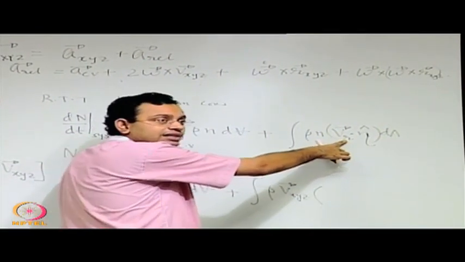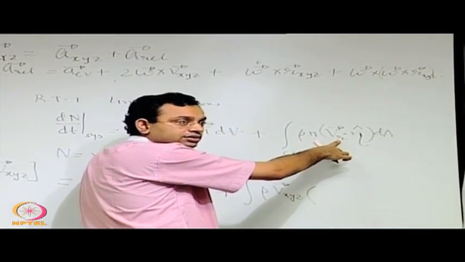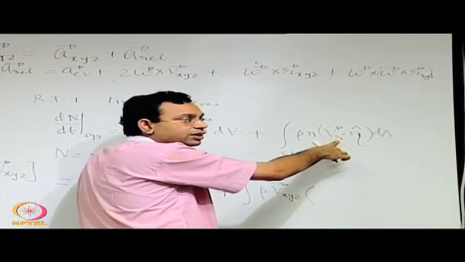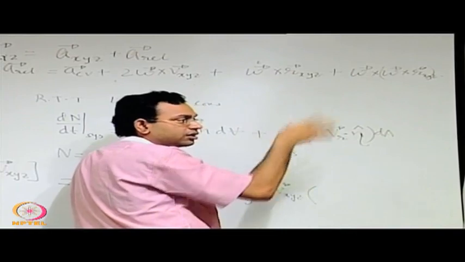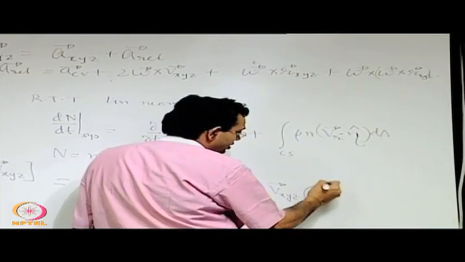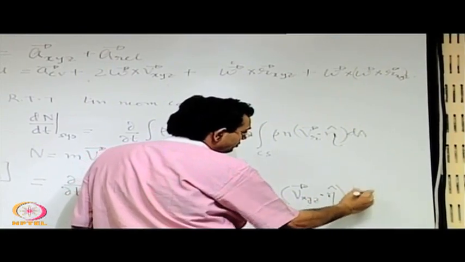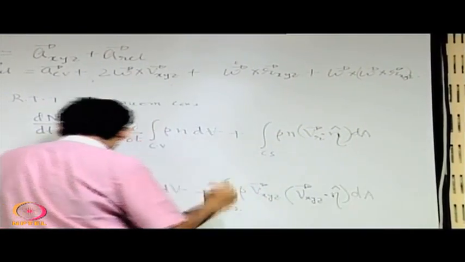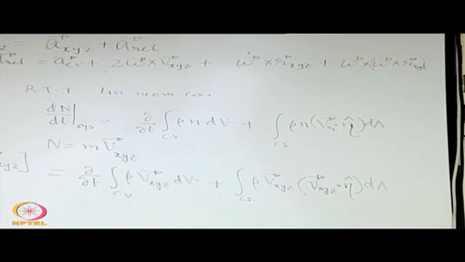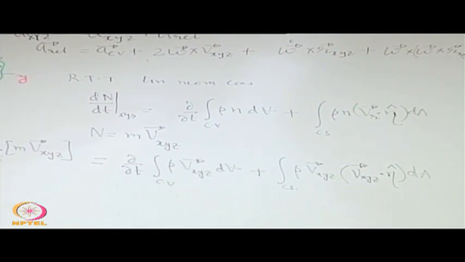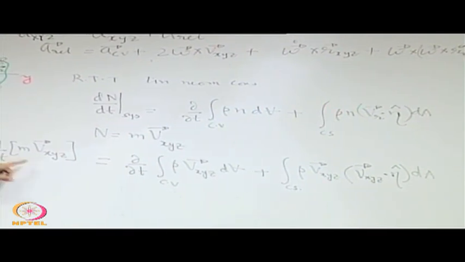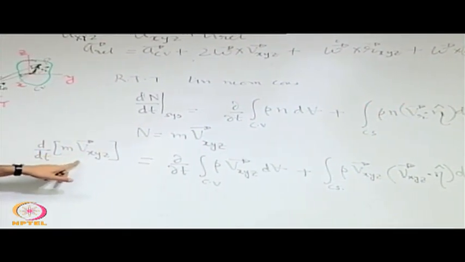We have to keep in mind that this V relative is nothing but V small xyz, that is the velocity of the fluid relative to the control volume. So this is V small xyz dot. Now let us devote our concentration on the left hand side. When you look into the left hand side, see when we write this, what is the assumption?